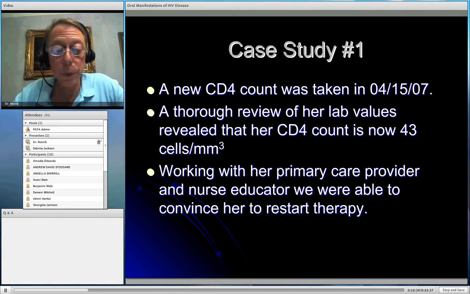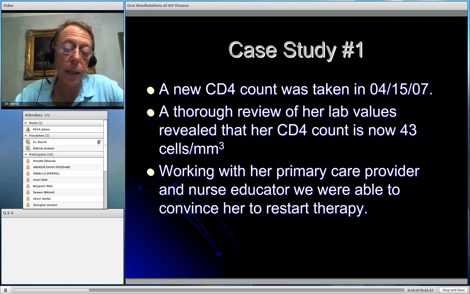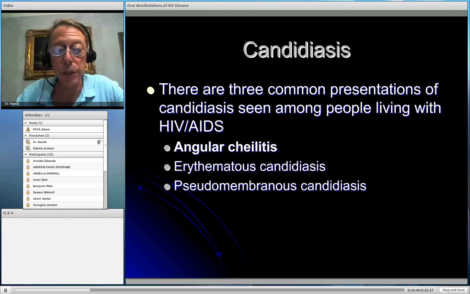We worked with her primary care provider, and we have nurse educators, to get her back on therapy. However, we caught it in time. She did end up in the hospital with a mild case of pneumocystis pneumonia. However, had we not caught it, maybe we wouldn't have caught it in time. Maybe she wouldn't have had such a fine outcome, where she's still a patient of mine today.